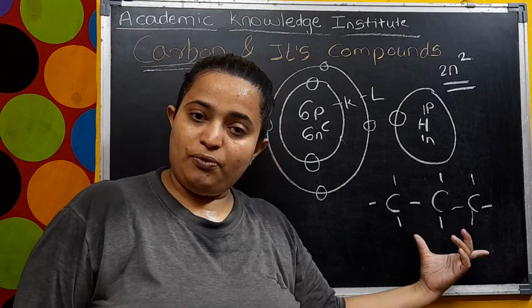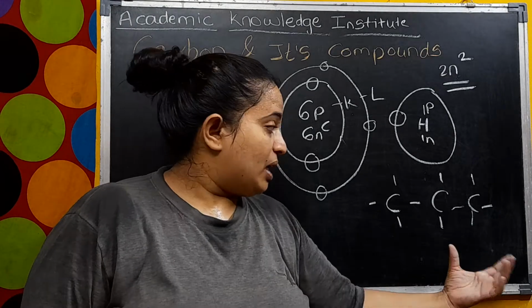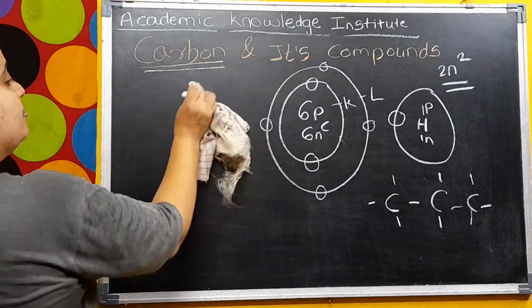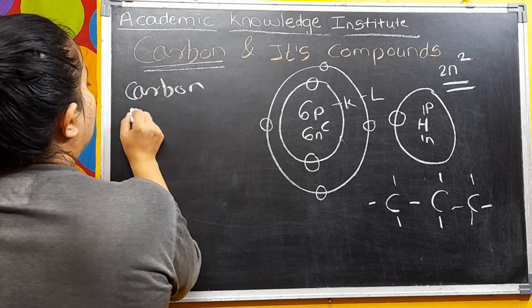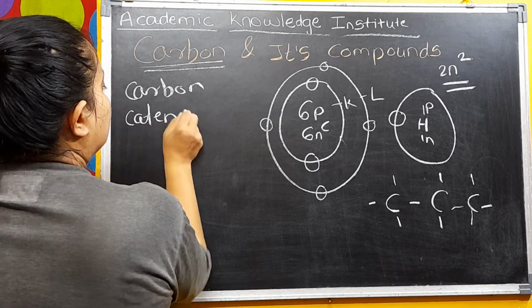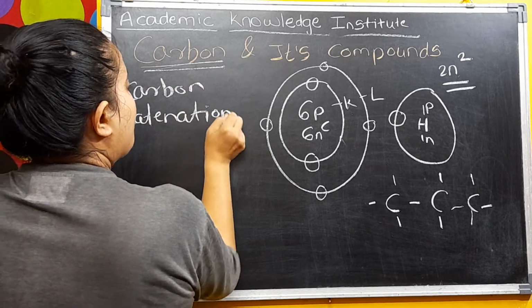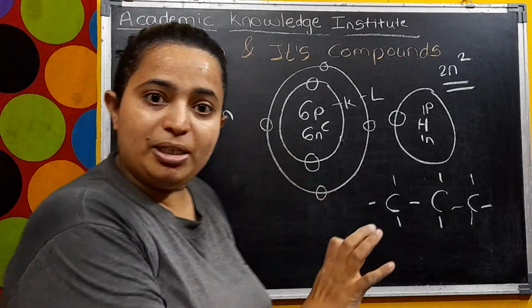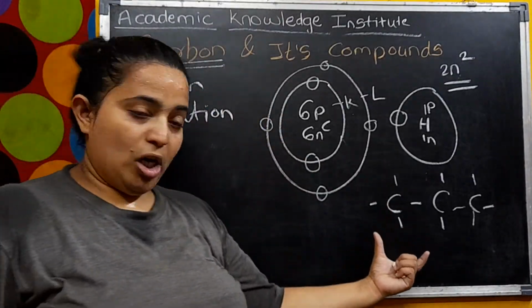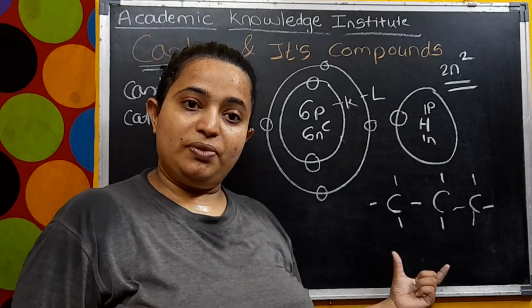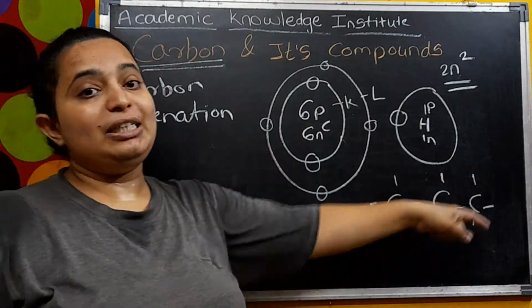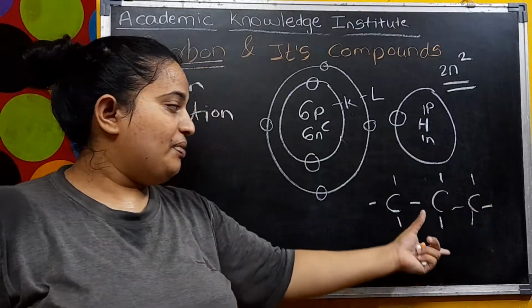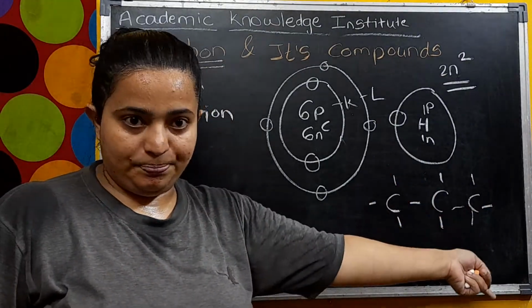Understood? What do we call this? Carbon catenation. Carbon catenation is nothing but the linkage formed between the carbon atoms. That is carbon catenation. It is a continuous chain, and it is formed between the carbon atoms, right?